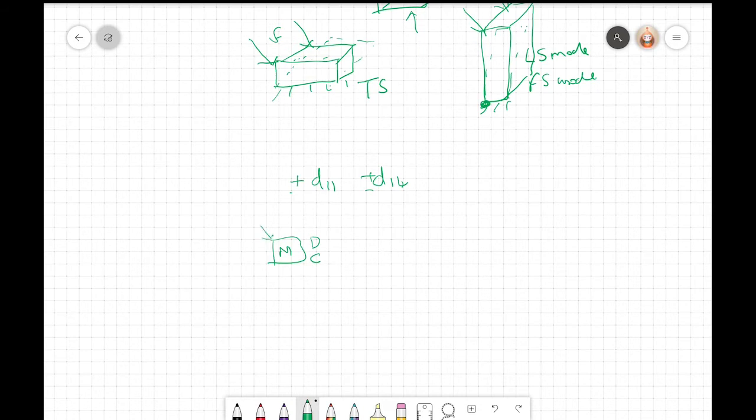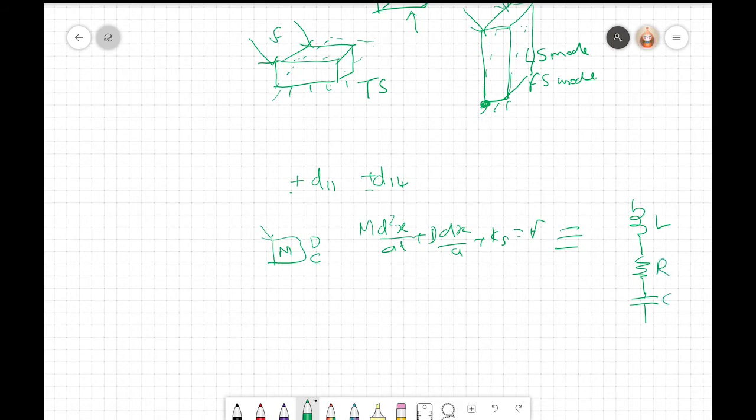So we can now say this is m d square x by dt square plus d dx by dt plus ks equal to force. This we have already seen. The equivalent circuit is L, R and C, right? L is equivalent to mass, R is damping and C is 1 by Ks, right? This we have seen already.